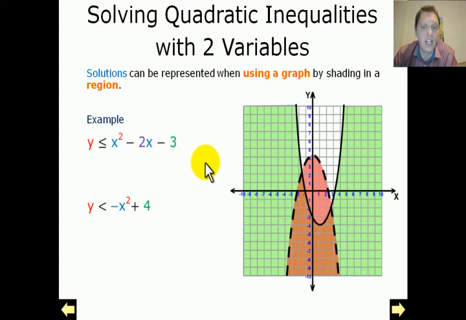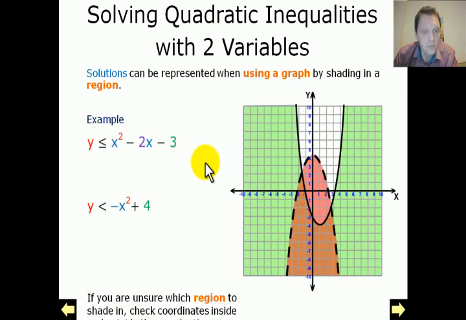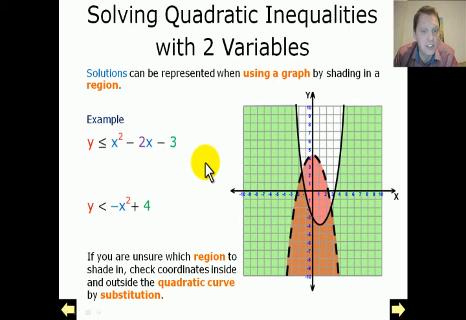Now, if you're unsure about which region to shade in, always pick a coordinate inside or outside of your quadratic curve and substitute it into your quadratic inequality, for x and for y. Let's say picking 1, 1: everywhere that you've got an x, you'll replace that with a 1, and you'll put a 1 for y, and that would of course tell you which region you'd shade in if it satisfied that inequality.